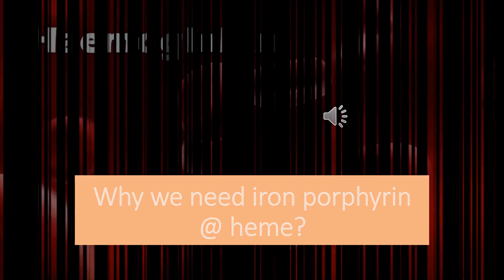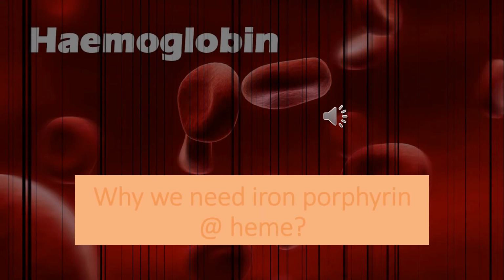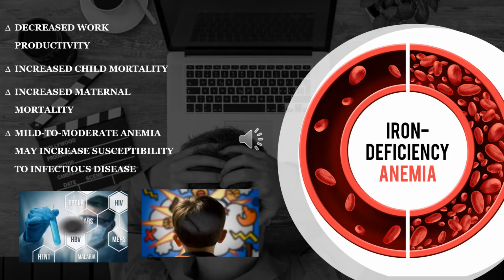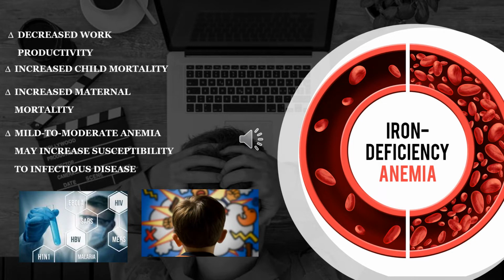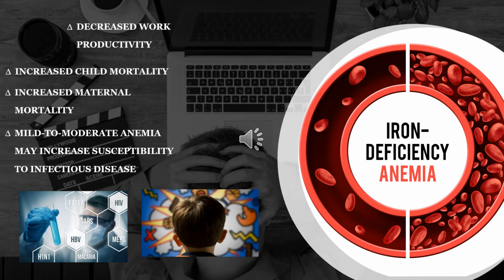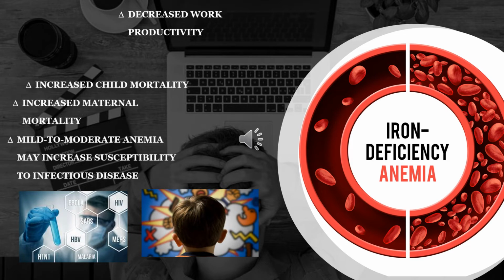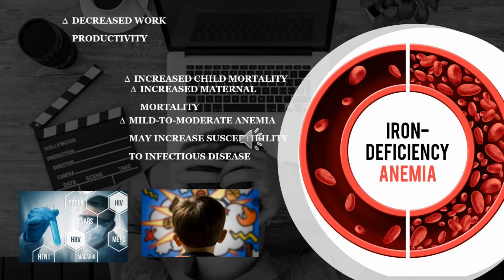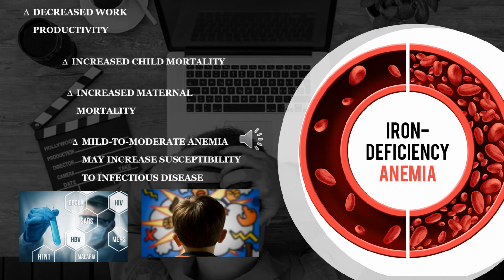So, basically, why do we need iron porphyrin or heme in our daily lives? The importance of the iron porphyrin for iron deficiency anemia: first, it will decrease work productivity. Next, it will increase child mortality and maternal mortality, and also mild to moderate anemia that may increase susceptibility to infectious disease.